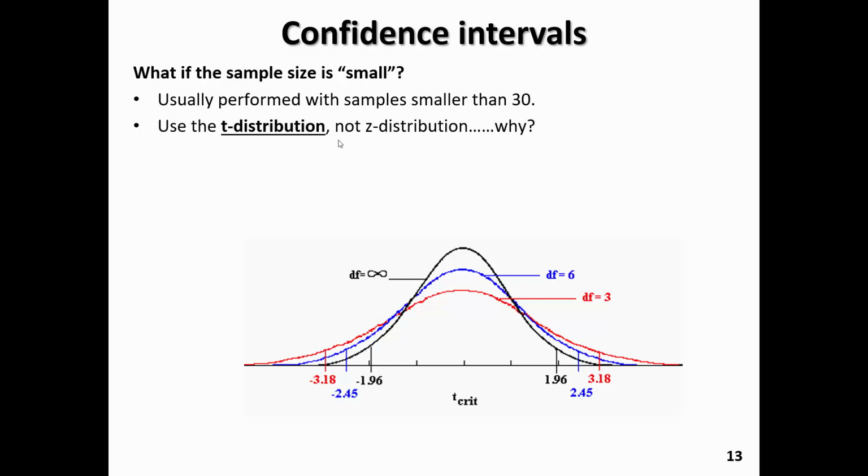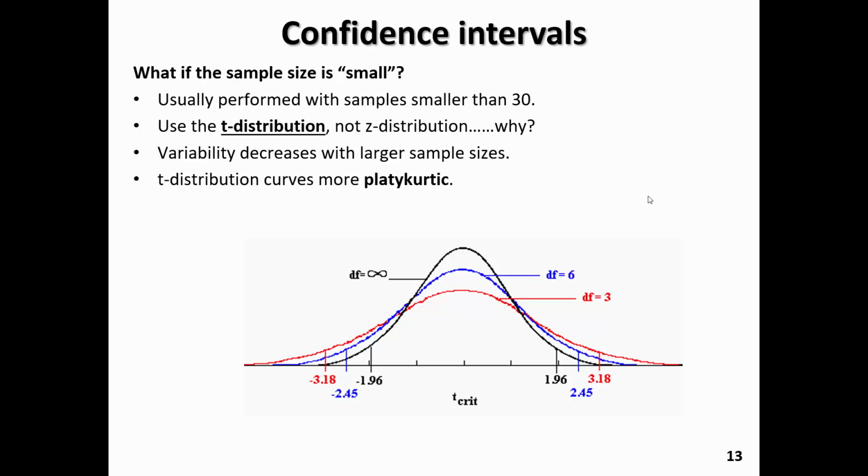The T distribution is symmetrical like the normal distribution or the Z distribution, except that the T distribution is flatter, as you can see in the red and the blue images here that are also symmetrical. And the reason why they're flatter is that when we have relatively small sample sizes relative to a very large population, the variability decreases with larger sample sizes. So as the sample size gets bigger, the frequency distribution becomes more narrow. And T-distribution curves are more platykurtic.